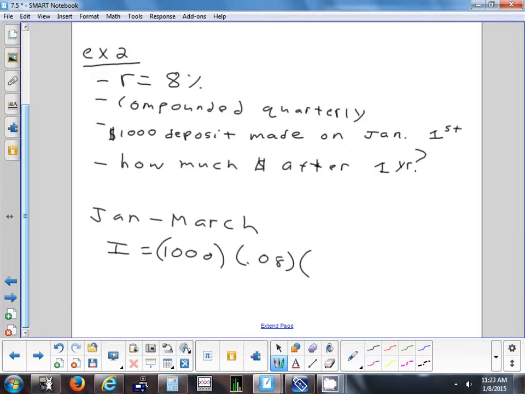Okay, and now I need my time. Be careful. What's my time here? It's not 3 months. Well, overall it's going to be a year, but what's January to March? How much of a year is that? January, February, March. It's a quarter of a year. It's 3 out of 12 months. So my time is 1/4 of a year.